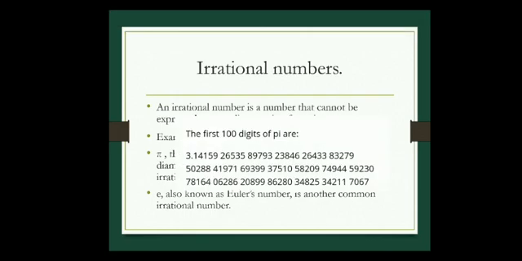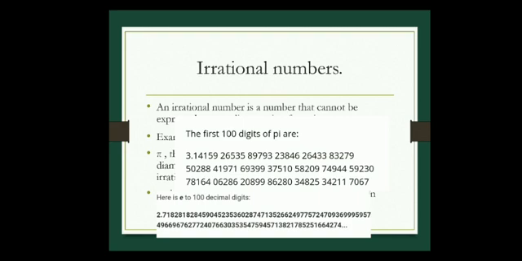And the value of E is 2.71828. This is also the first few decimal digits of E. So pi and E are common irrational numbers which you will be using in your future classes. E is known as Euler's number. So a number which cannot be expressed in the form of P by Q, that is, which cannot be expressed as an ordinary ratio of integers, is called an irrational number.